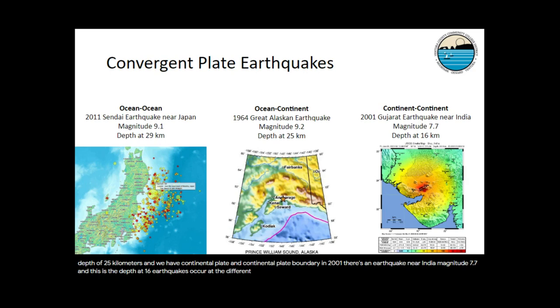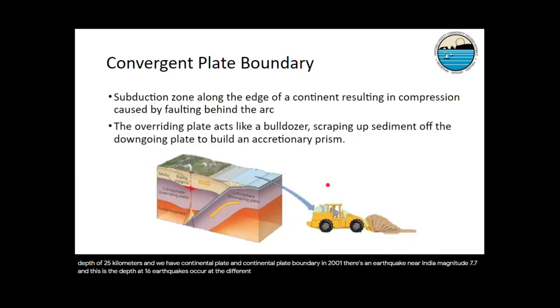Okay, so again, a convergent plate boundary where we have a subduction zone is resulting in compression caused by faulting behind the arc. So the overriding plate acts like a bulldozer and scrapes up sediment off the downgoing plate to build an accretionary prism. So if you imagine a bulldozer going along the crust here, and it is building up this accretionary prism right at the boundary. And here at this subduction zone, one plate is being pushed down into the asthenosphere.